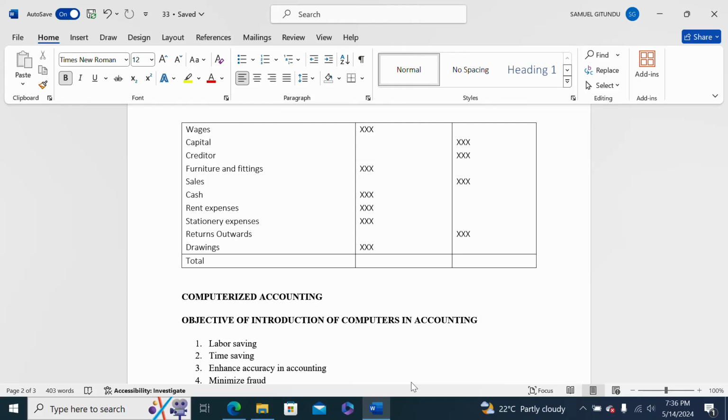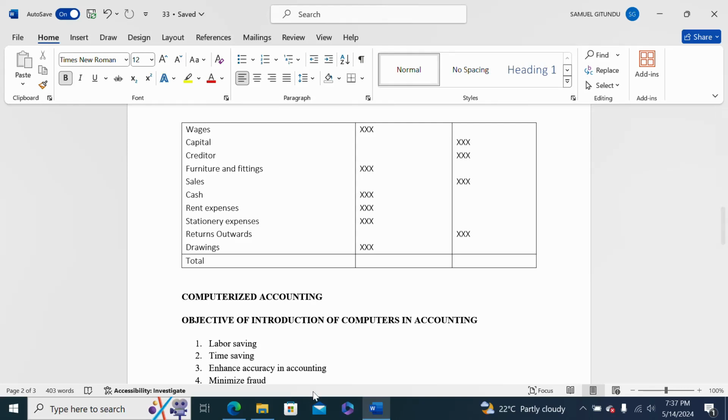So, what is the objective of introducing computers in accounting? Why do we need computers in accounting? The first objective is to save on labor. Computers do calculations very fast, so you're saving on labor. The next objective is to save on time. They do work very fast. And the other objective is to enhance accuracy in accounting. An example is Excel: when you're multiplying or doing addition, there is high accuracy.